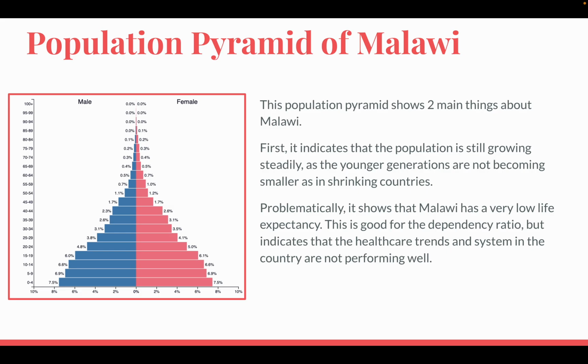So here's a population pyramid of Malawi, and it shows two main things. It does indicate that the population is growing steadily as the newer age ranges are getting larger and larger. But it does show that Malawi has a very low life expectancy, as you can see that many people are not living past 60. This is good for the dependency ratio, but obviously it indicates poor trends about the healthcare system.